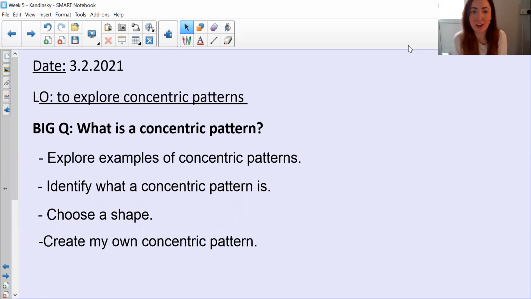But our success criteria today is, firstly, we need to explore examples of concentric patterns. Then identify what a concentric pattern is. Then choose a shape. And then finally create your own concentric pattern.